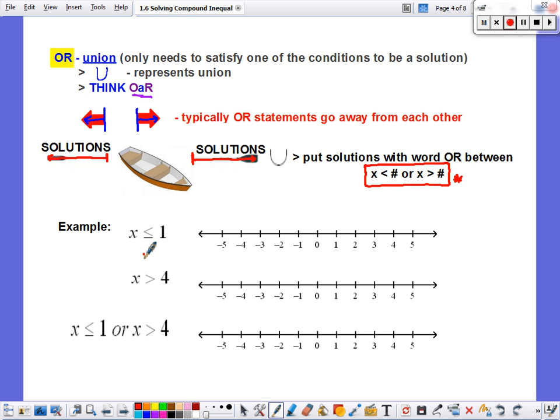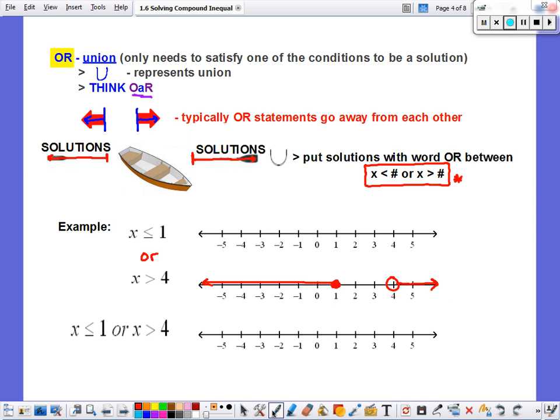Again, what we have going on here is x is less than or equal to 1. We go to 1. It's going to be solid. Let me go a little faster on it now. And there we go. And then x is greater than 4. It's going to be open. It goes this way. So if I take them both and I come down here and put them together, notice what you have is ors going away from each other.